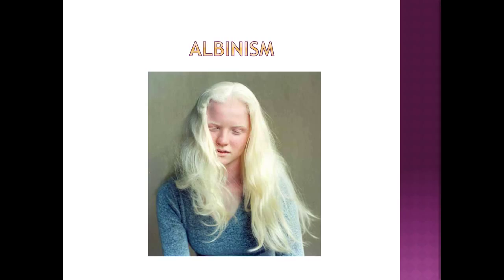This picture is of a girl who is albino. As you can see, she has white hair. Her eyelashes and eyebrows are white. She's got very pale skin. A lot of albinos have pale blue eyes or gray looking eyes.